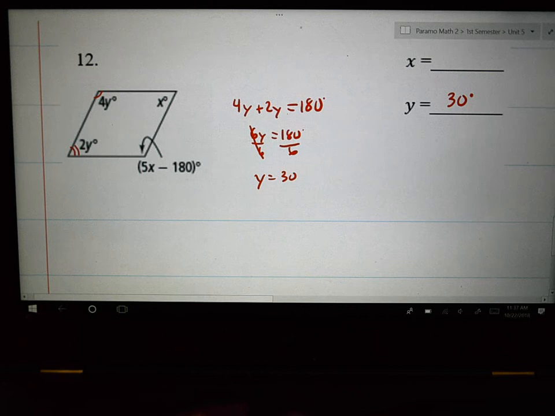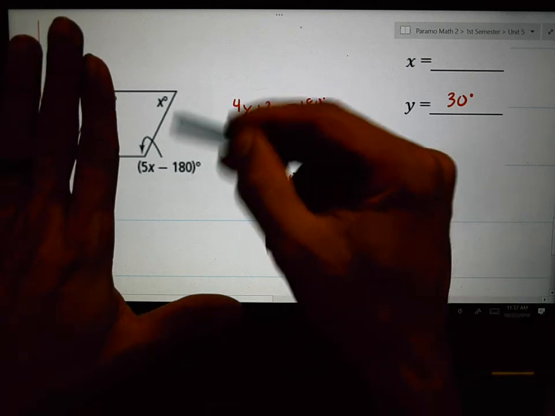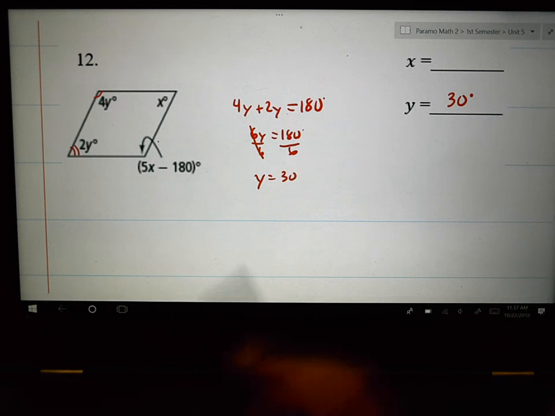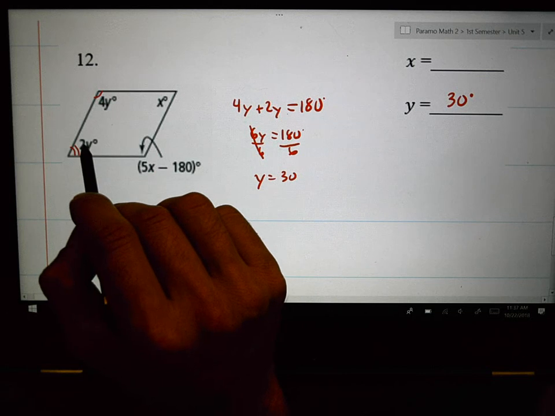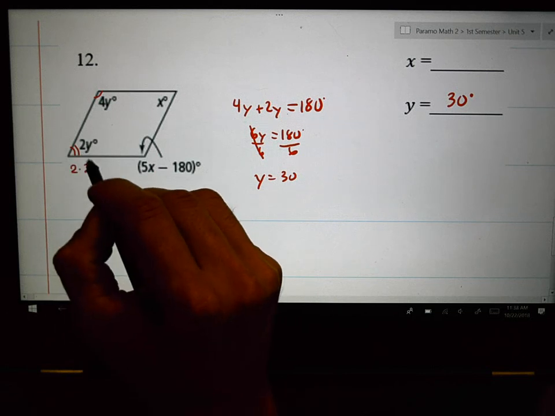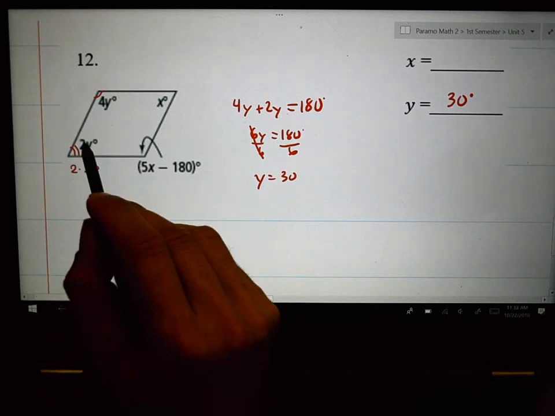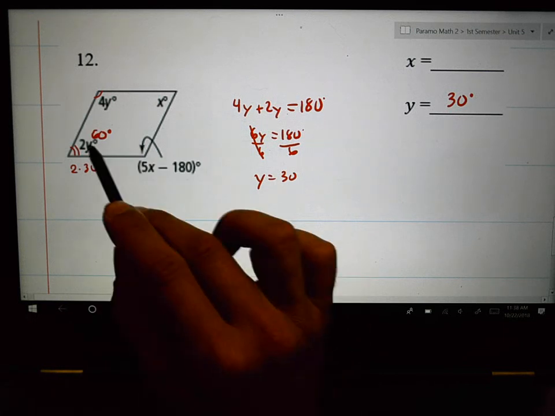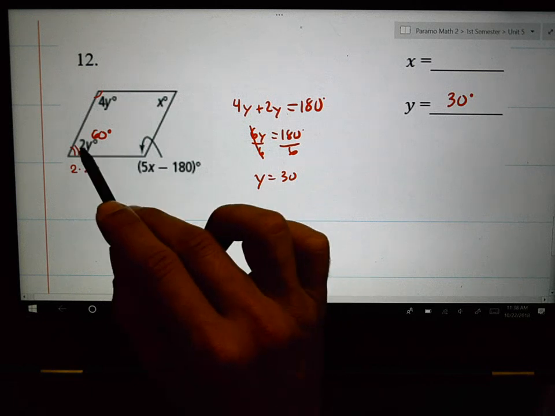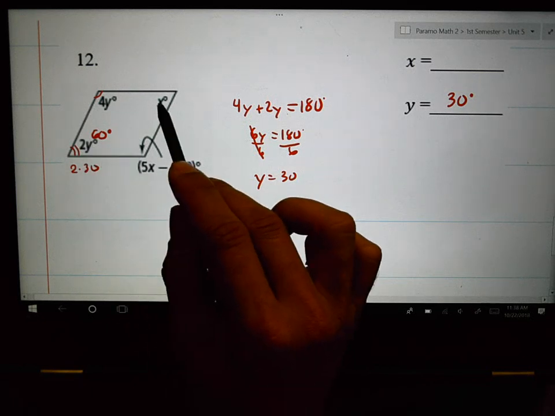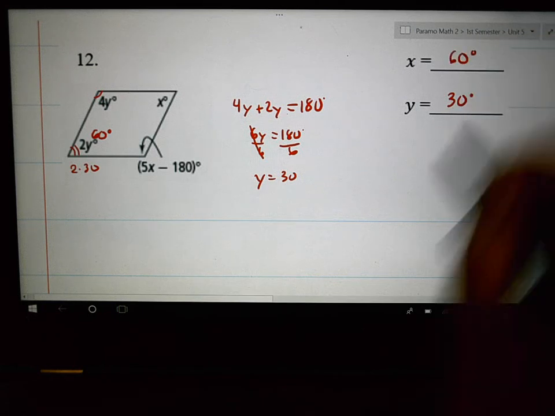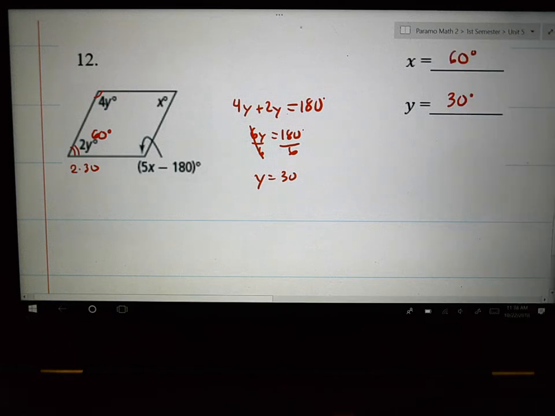And you could do the same thing if you wanted to for your x's. But I'm going to do something slightly different. What if I plug the 30 back in right there? 2 times 30. Do I know what this angle is right there? That angle would be 60 degrees. And now can I use the opposite angles? This angle should be congruent to that angle because they're opposite angles. That's going to be a little bit shorter, a little less work, because 2 times 30 is 60.